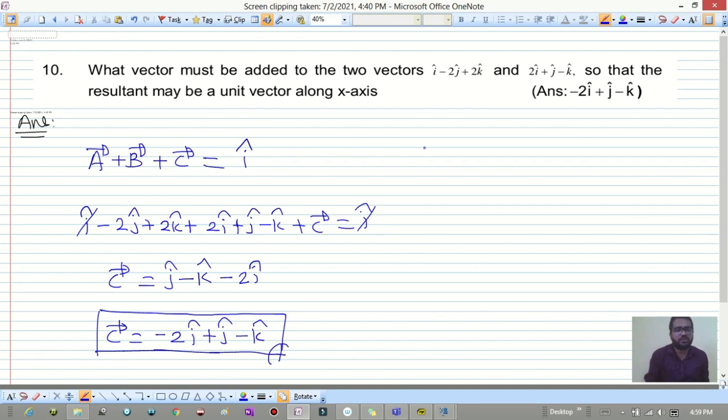Okay, so now I'll give one assignment to you. This assignment is, what vector must be added to two vectors i hat minus 2j hat plus 2k hat and 2i hat plus j hat minus k hat, so that the resultant may be unit vector along y-axis and along z-axis. So these two questions you have to solve, and once you solve these questions, comment your answer in the comment box.